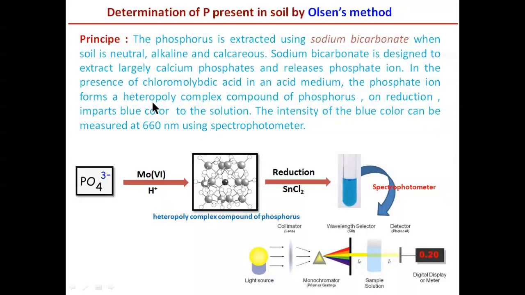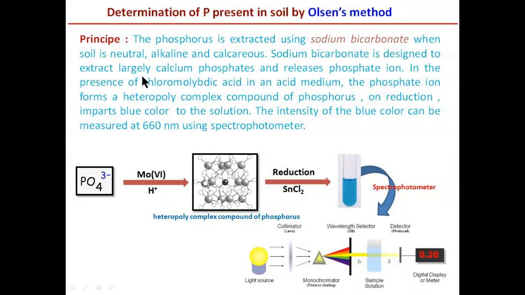The principle, or the very difference between the Olsen method and the Bray method, is that the extractant is different. In the Bray method, the extractant is a combination of ammonium chloride and hydrochloric acid. But in the case of the Olsen method, we have another extractant, that is sodium bicarbonate. So let's see the principle, the required chemicals and the procedure.